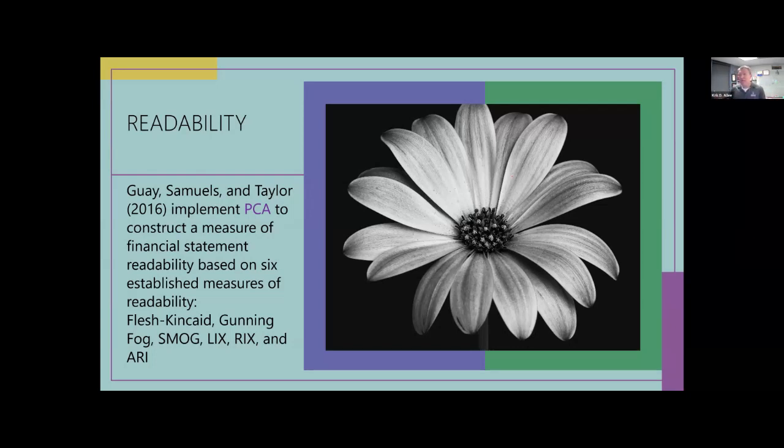Now, it turns out there are a lot of measures using readability: Flesch-Kincaid, Gunning Fog, SMOG, LIX, RIX, and ARI. Okay, I don't even know what 3 of these are, but there's a lot of measures to measure how readable a disclosure is. Now, readability is one thing. Okay, and it's one thing that I'm trying to measure, but there's a lot of different measures here.